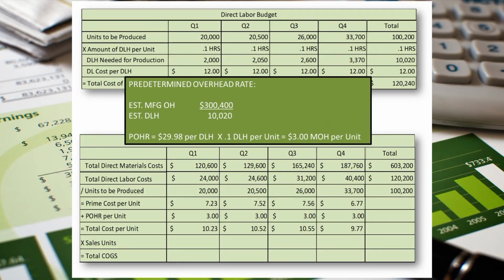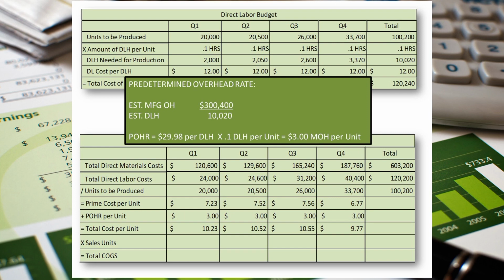Next, we add overhead to the direct material and direct labor costs. Our predetermined overhead rate from the production budget is $29.98 per direct labor hour. From our direct labor budget, we see that it takes 1/10 of a direct labor hour to make 1 unit. So our allocated or applied manufacturing overhead is $3 per unit rounded.